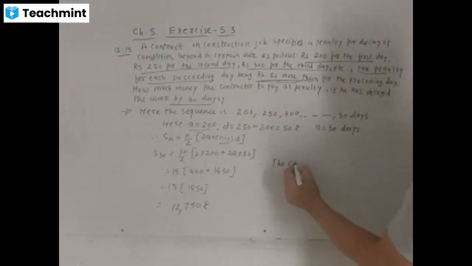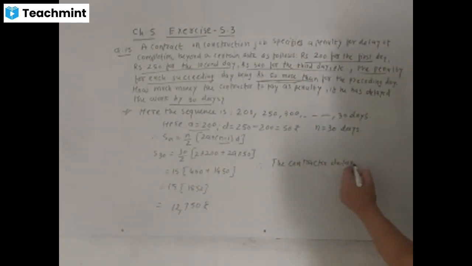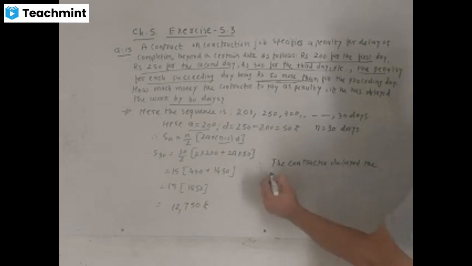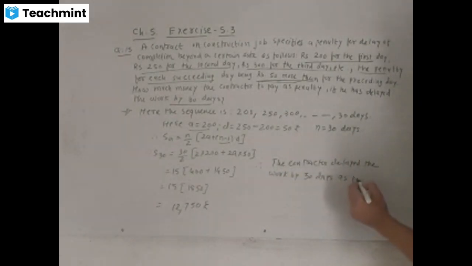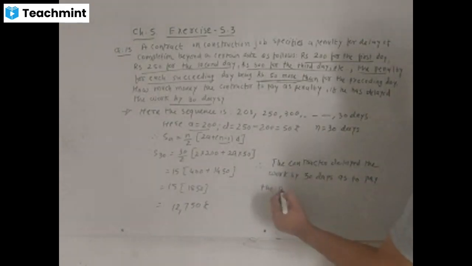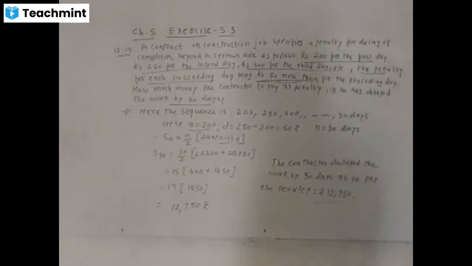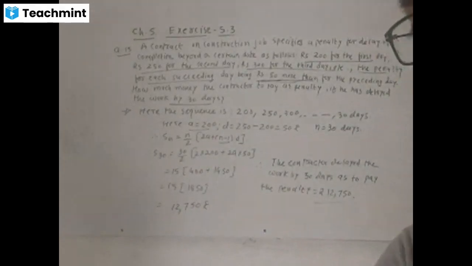the contractor who delays the work by 30 days has to pay the penalty that is equal to ₹27,750. Okay, that is ₹27,750.